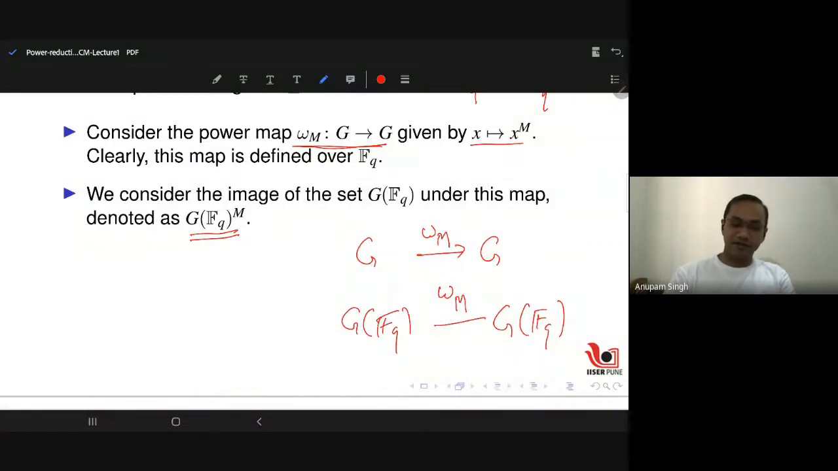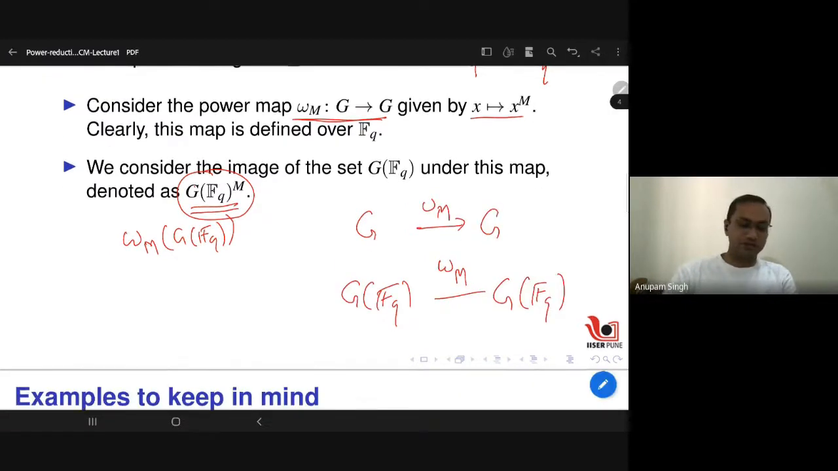And the image of this map, which is basically taking mth power of elements from G(F_q), in short, I will denote by G(F_q) to the power m, instead of calling it like, think of this. It's just a longer notation to write. So this is more suggestive, so I'll just use this notation.